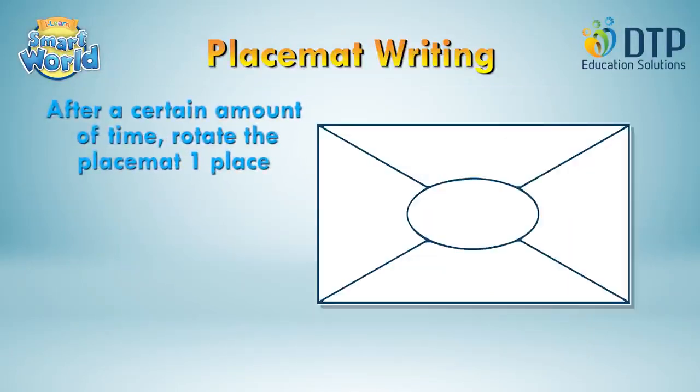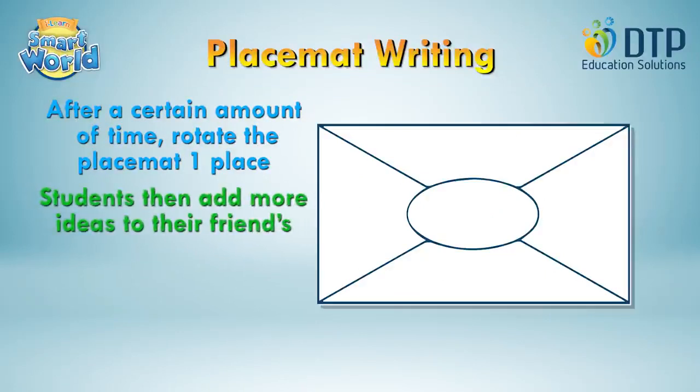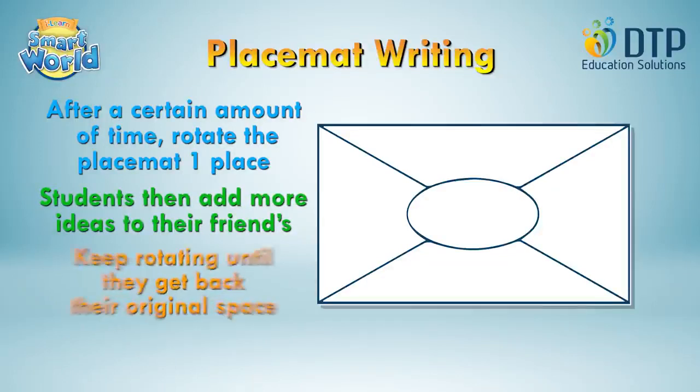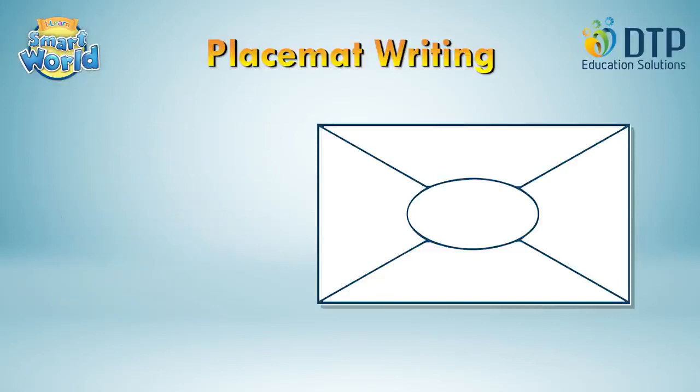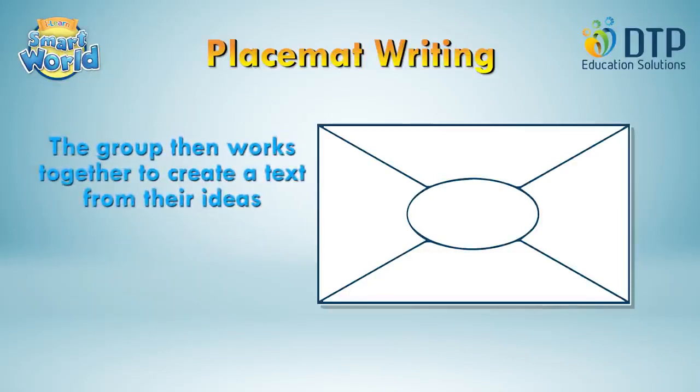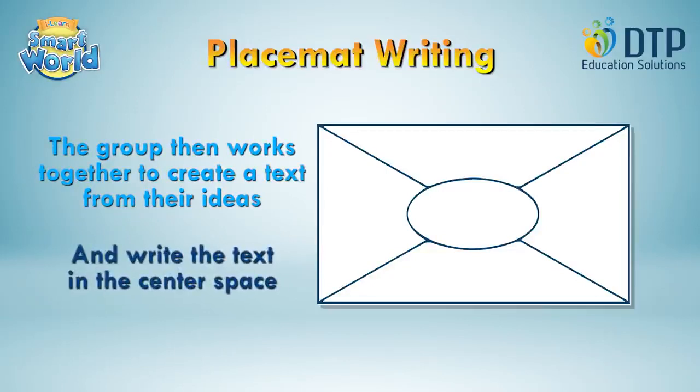So after a certain amount of time, take the placemat and rotate it one place. Students can then add more ideas to their friends', and you keep rotating the placemat until students get back their original space. What happens then is the group can work together and they can create a text from their ideas, and they can write it in the center space.